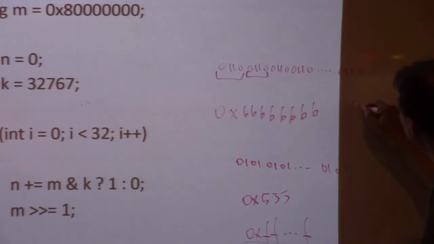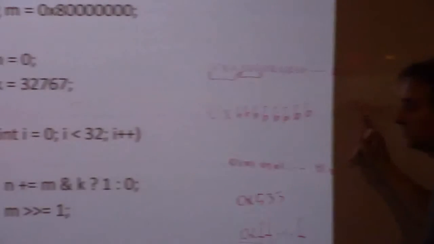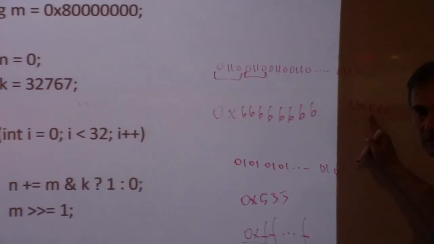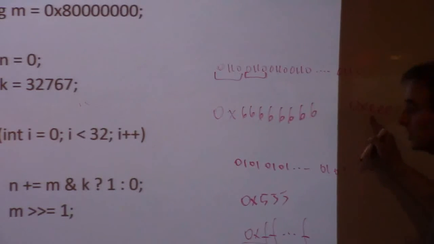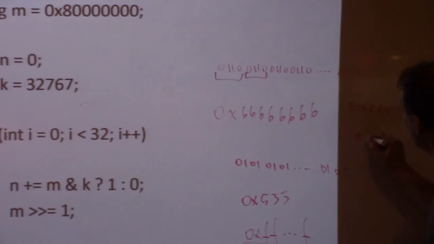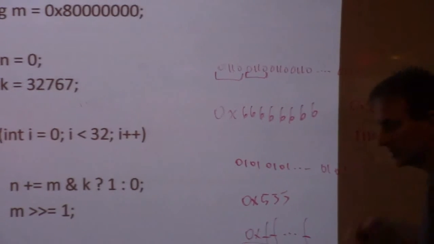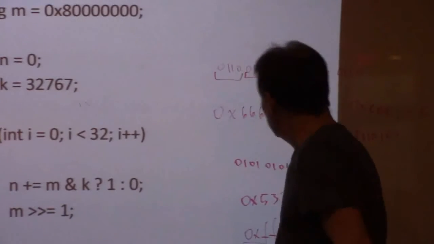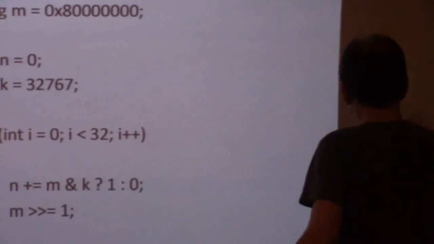How about the number 0xEEEE? What number is this? That's a 14, right? So it's going to be 1, 1, 1, 0, 1, 1, 1, 0. You get the idea. Okay, that's fine. Any questions?